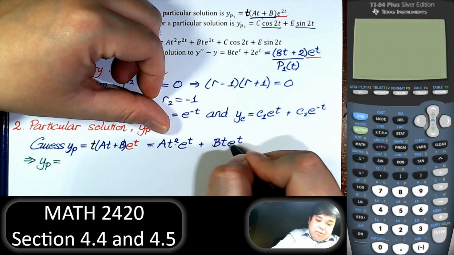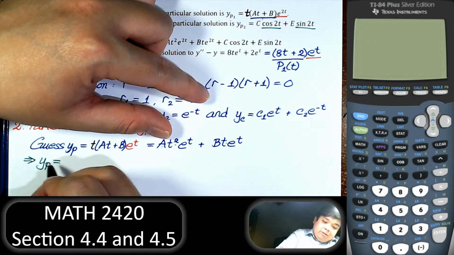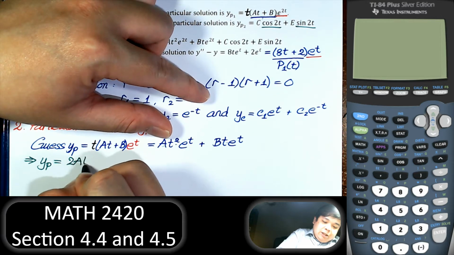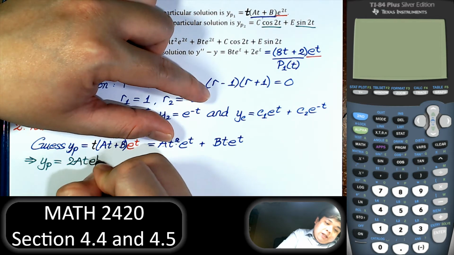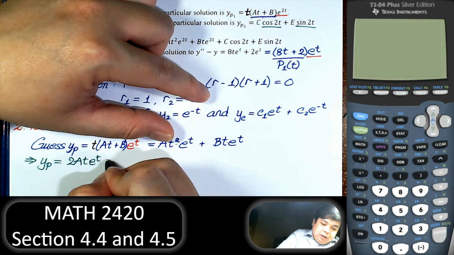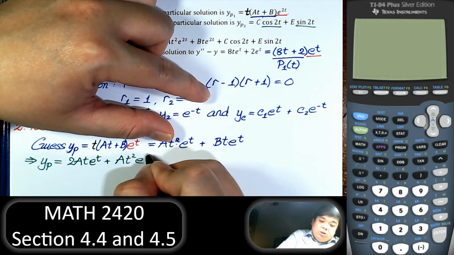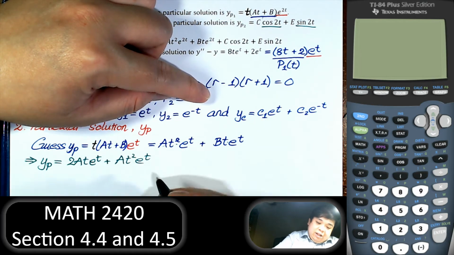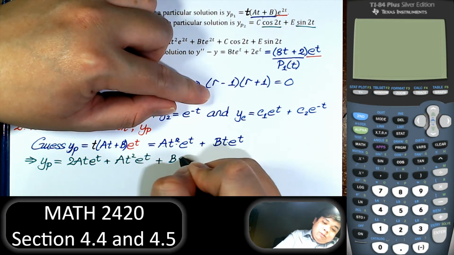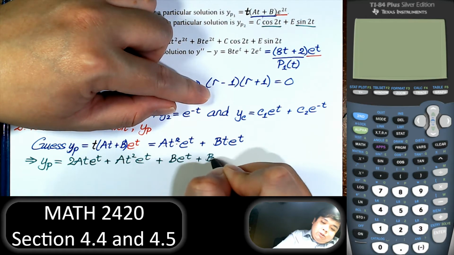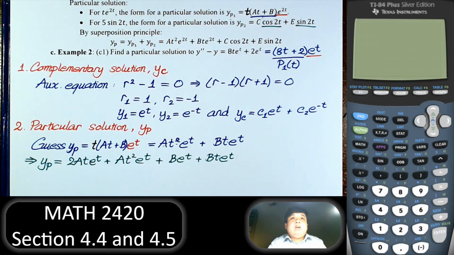Derivative, this is going to be a product rule. So product rule, u prime v, derivative of that is 2at e to the t plus at squared. Derivative of e to the t is still e to the t. At least we have that. u prime v plus u v prime. Right, so that is the derivative. It's not that bad.